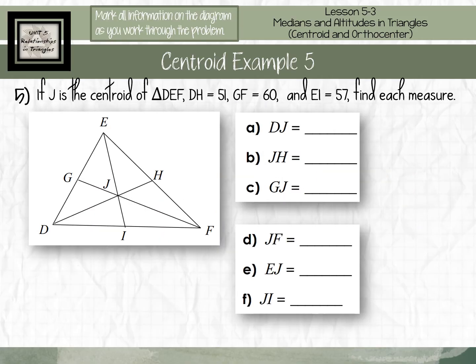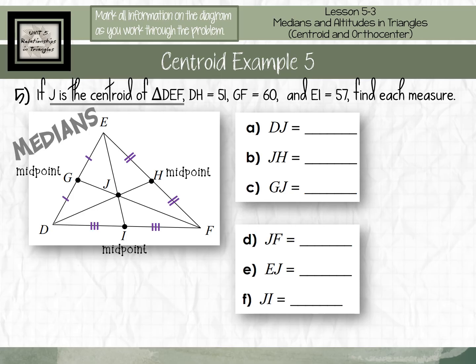Centroid, example number 5. If J is a centroid of triangle DEF, then we know it's made from medians and all that information. Let's see what they give us. Length of segment DH, that's the entire median, is 51. Let's get the shorter part. If we divide 51 by 3, we get 17. That's the shorter end. Double it, we get the longer part, 34. So length of segment DJ is 34, length of segment JH is 17.